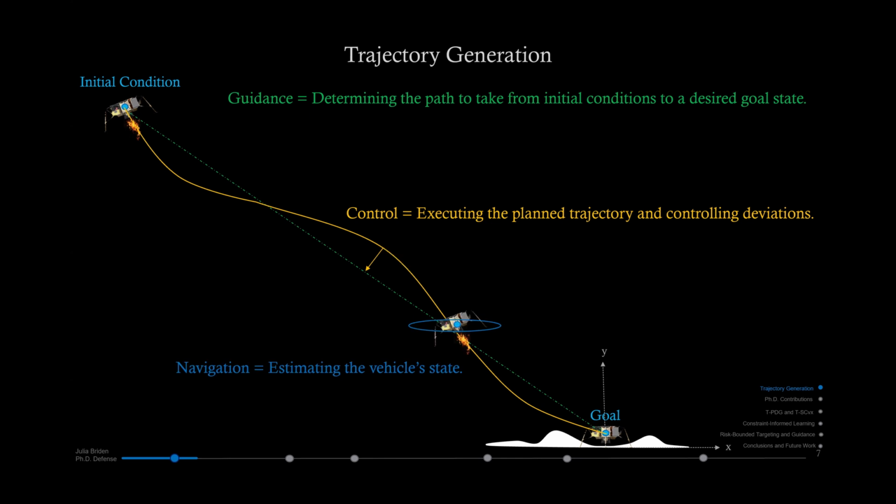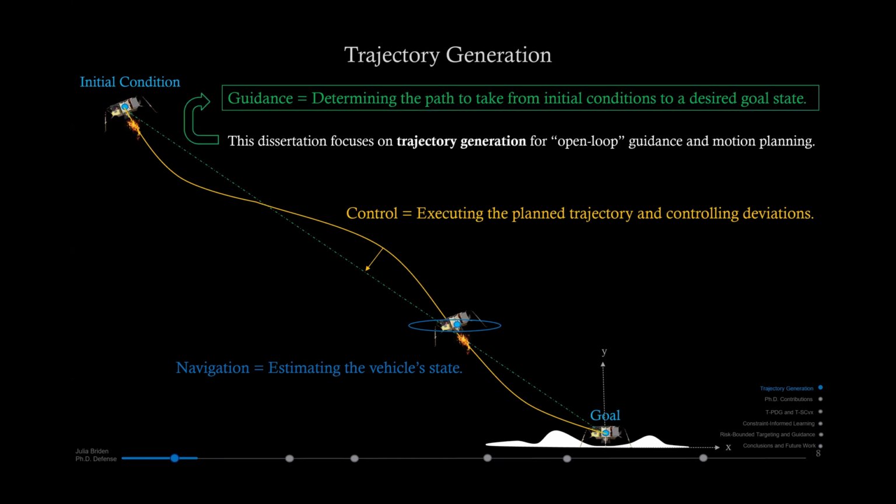And then the final component of this GNC architecture is navigation. So estimating the vehicle state and ensuring that it reflects what we expect from our guidance solution. And this dissertation will specifically focus on trajectory generation as it relates to guidance, especially open loop guidance, or sometimes denoted as motion planning. So open loop means generating this trajectory, while closed loop refers to if you were to include the guidance and the control component.